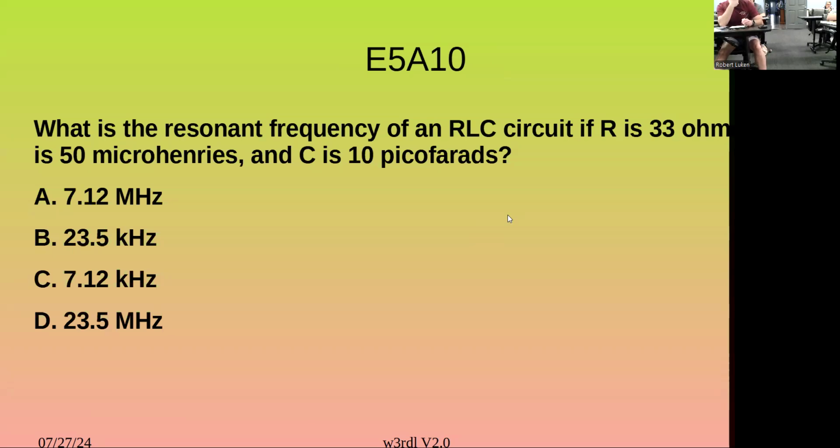Okay, what's the resonant frequency of another circuit? 33 ohm resistor, 50 microhenry inductor, and 10 picofarad capacitor. Same problem, just slightly different numbers. Plus they threw in megahertz and kilohertz in the answer.